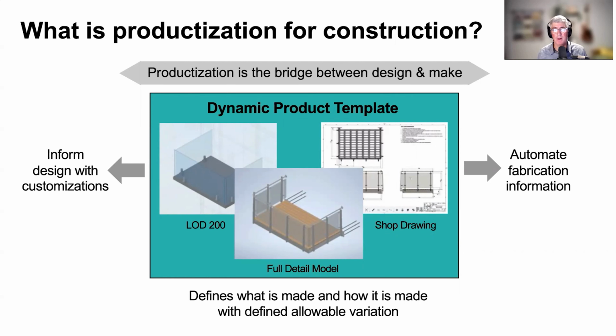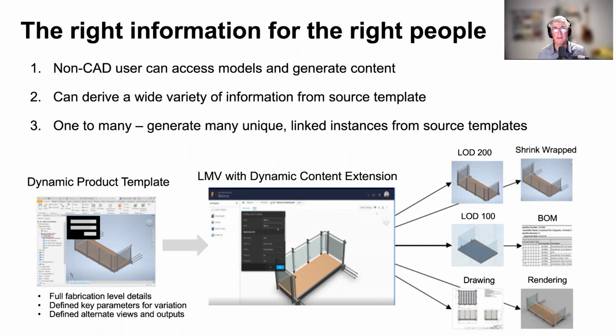Using a dynamic product template in Inventor, it provides that bridge between the design and make so that we can inform design with customizations, we can automate fabrication information, we can define exactly what is made, how it is made, and define what the allowable variations are. So we can provide things like levels of detail or full detail for manufacturing, shop floor drawings.